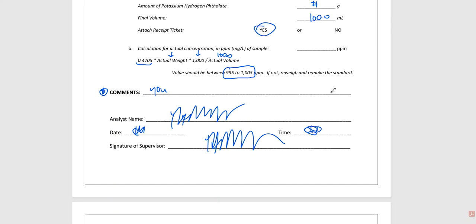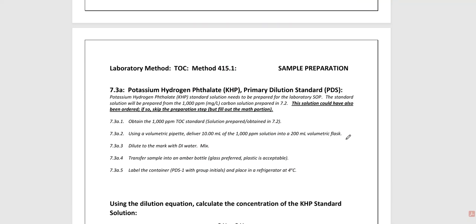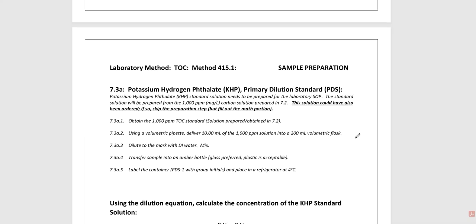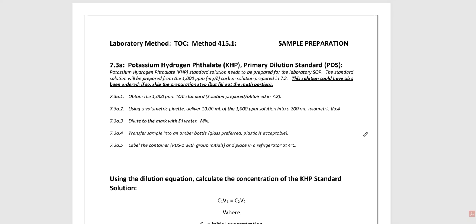All right, so that's the purpose of the very first page that you are seeing in this lab document that's quite lengthy. Next up is 7.3a, and it says now you need to make a potassium hydrogen phthalate, KHP, dilution standard. What we just made was way too strong. It was 1,000. We need to weaken this down. So it's going to tell us how to do this.